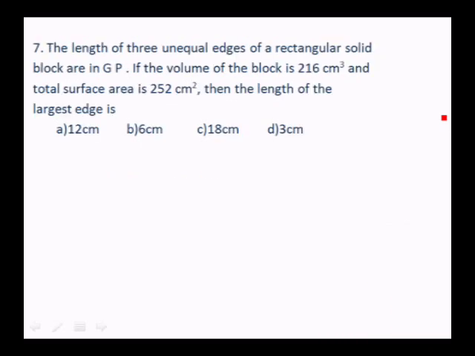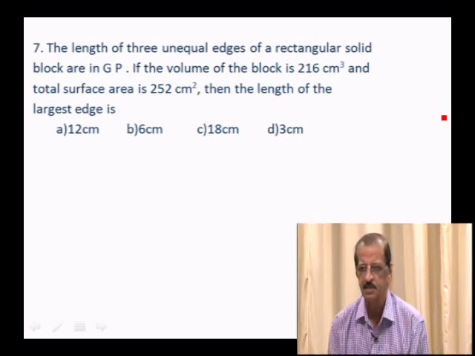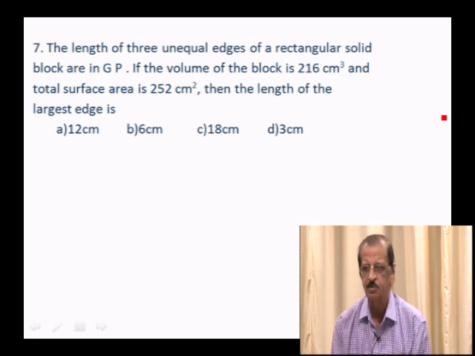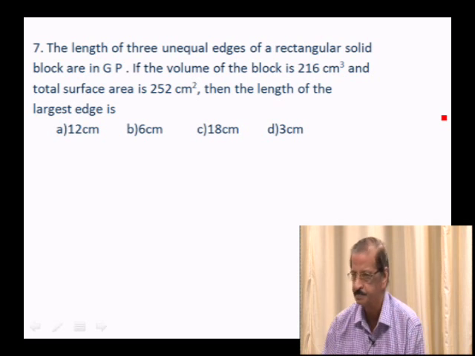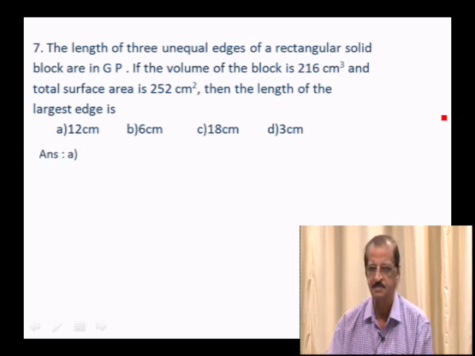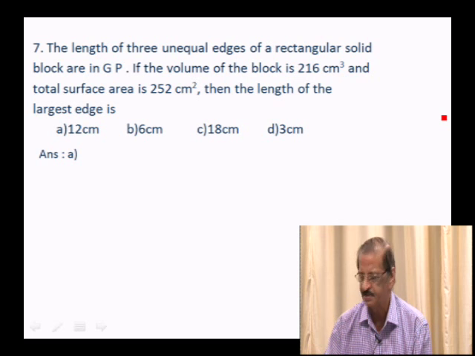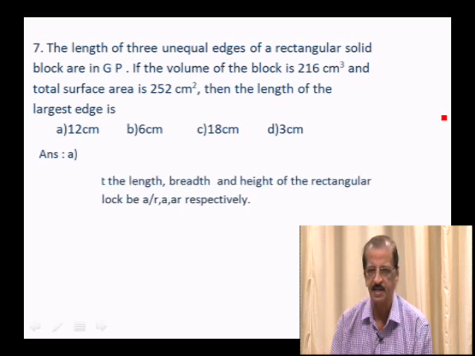The lengths of 3 unequal edges of a rectangular solid block are in a GP. If the volume of the block is 216 centimeter cube and the total surface area is 252 centimeter square, then the length of the largest side is, you are given 4 options: A 12 centimeters, B 6 centimeters, C 12 centimeters, D 3 centimeters. Answer is A. Let us see how we get that option A.